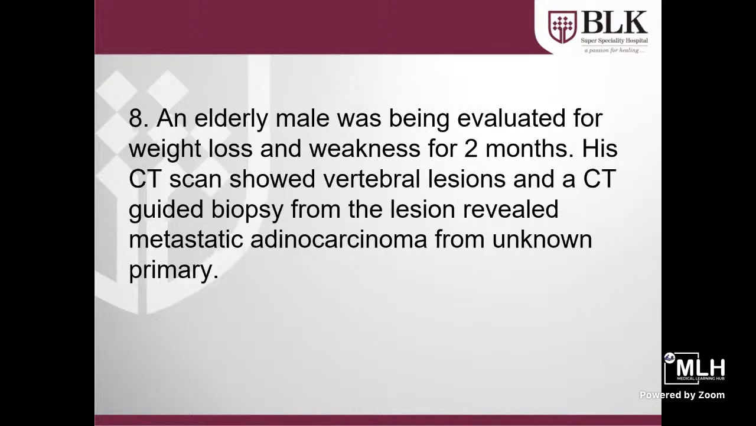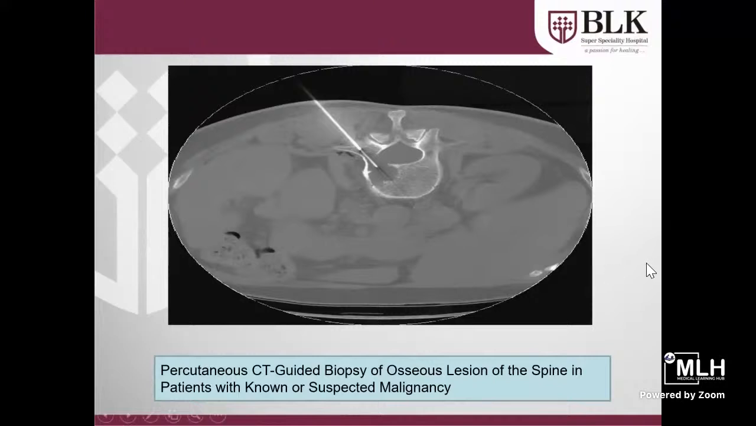An elderly male, eighth case, was being evaluated for weight loss and weakness for 2 months. His CT scan showed vertebral lesions and a CT-guided biopsy from the lesion revealed metastatic adenocarcinoma from unknown primary. So again, here you can see the vertebra or the rib, this spine bone is showing some lesion. So he was having weakness, he was having all the symptoms which a cancer patient has, but we were not able to make the diagnosis.